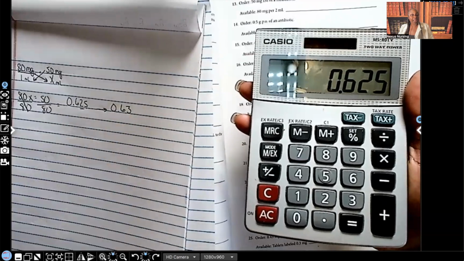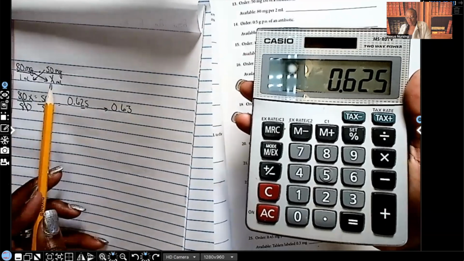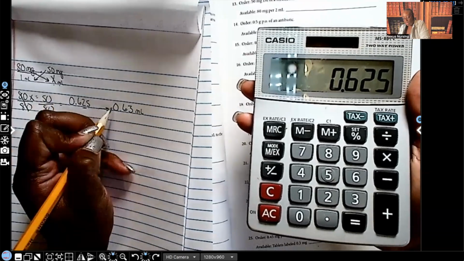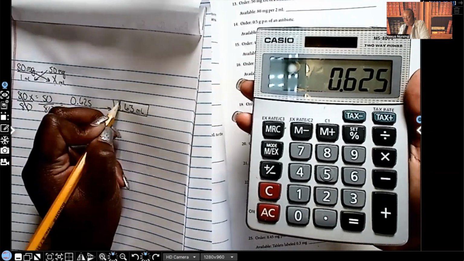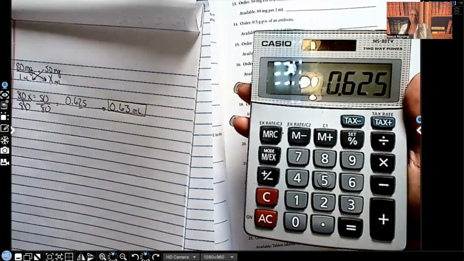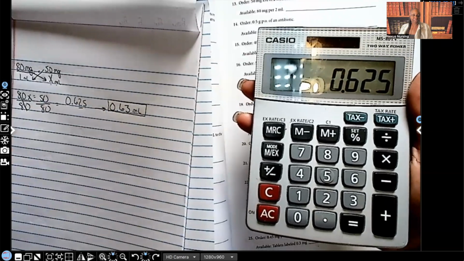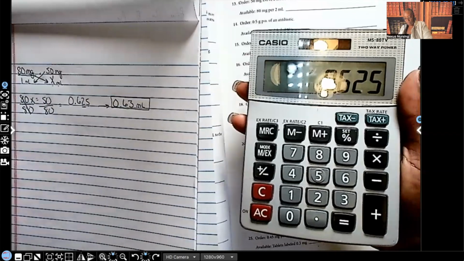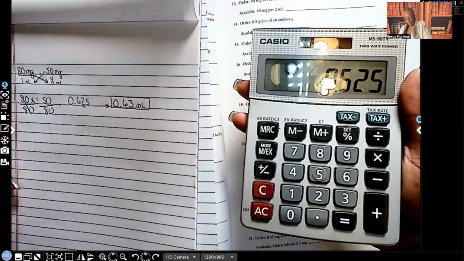But remember, I got to put my unit. What's my unit? I'm solving for X, ml. My answer is 0.63 ml. Let me look at the answer sheet, make sure I'm right. There we go. That's your answer. Okay, guys? Next question.